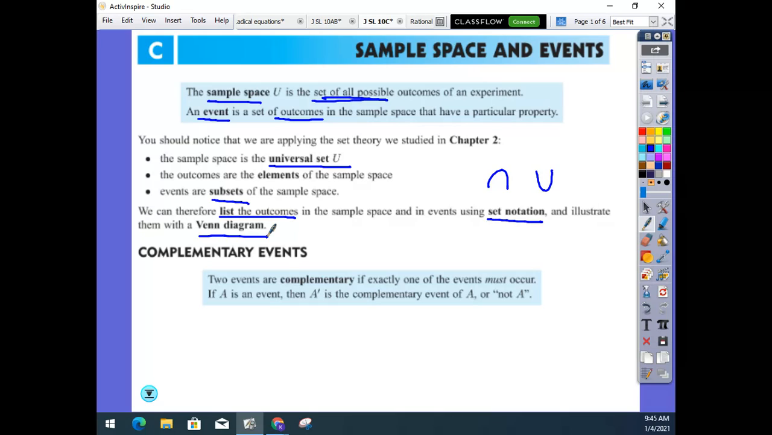Okay, first of all, two events are complementary if exactly one of the events must occur. So we say if A is an event, A prime is the complement of the event, or we can say not A.